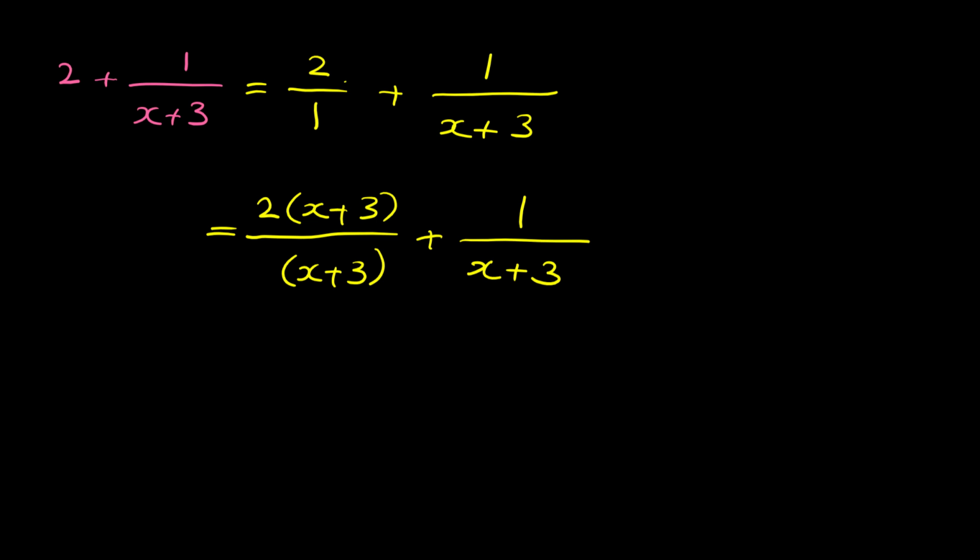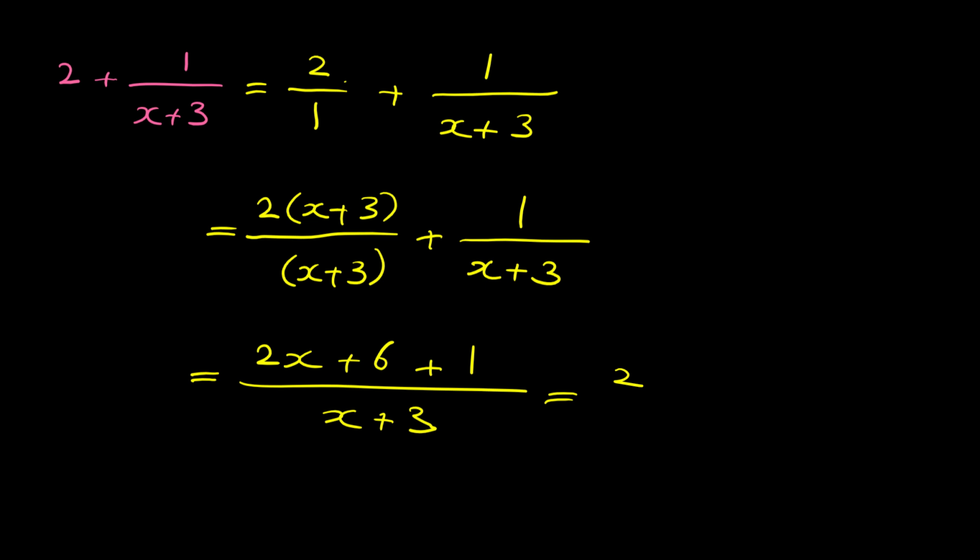Now, if you pay attention, the denominators are the same in both of the fractions. So the final answer is, write one of these denominators, and you don't need to put any bracket because we have only one factor in denominator. But for numerator, multiply the 2 in the bracket. Then you have 2x plus 6 plus 1, which can be written as 2x plus 7 all over x plus 3. This is the final answer for this question.